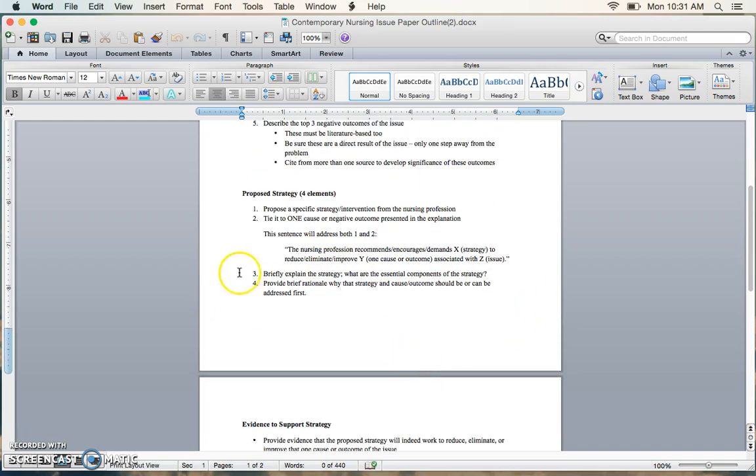The next thing you're going to do is talk a little bit about the strategy. Okay, just a sentence or two talking about that, and then provide a rationale why that strategy associated with that cause or outcome should be a good idea and why that should be addressed first.